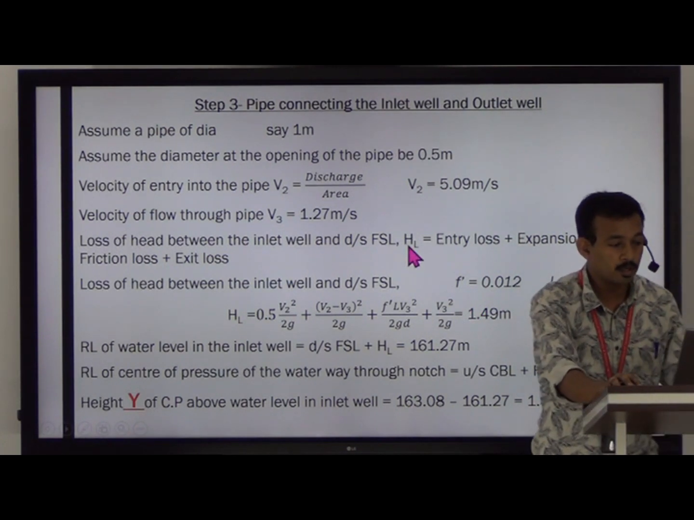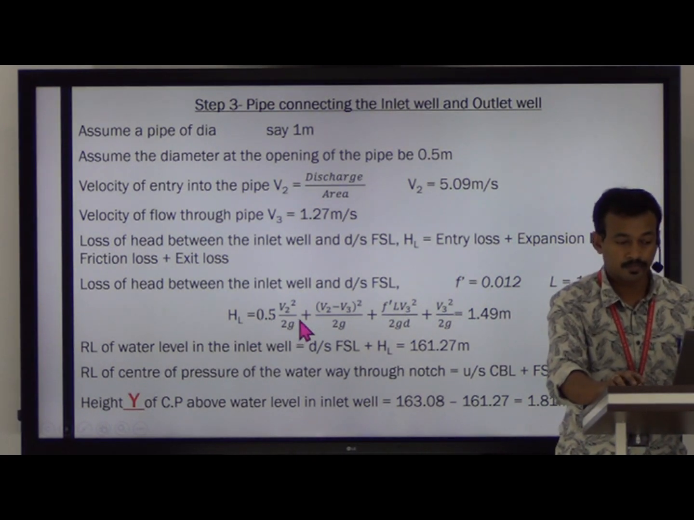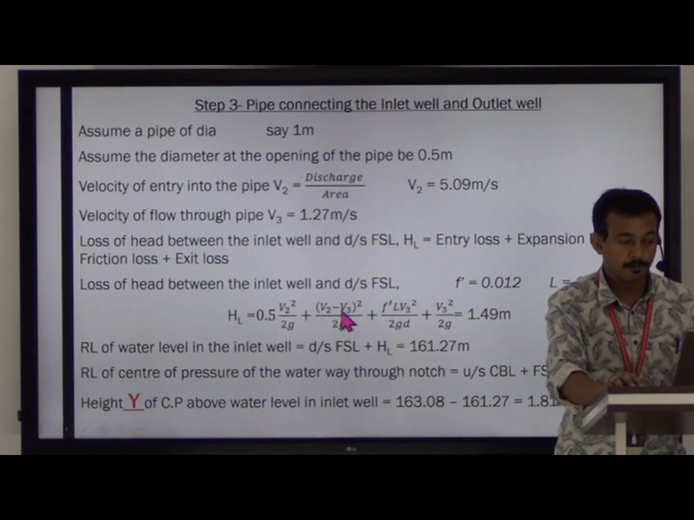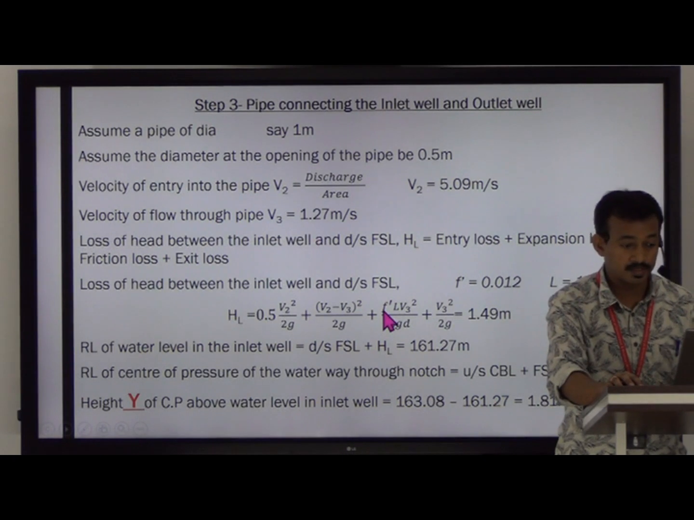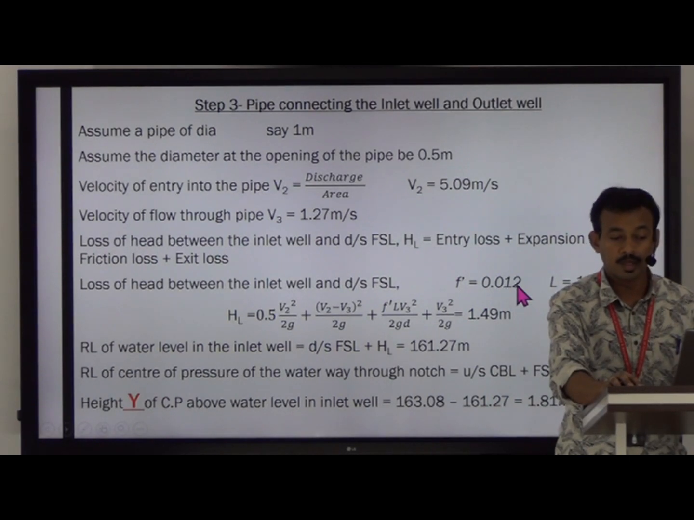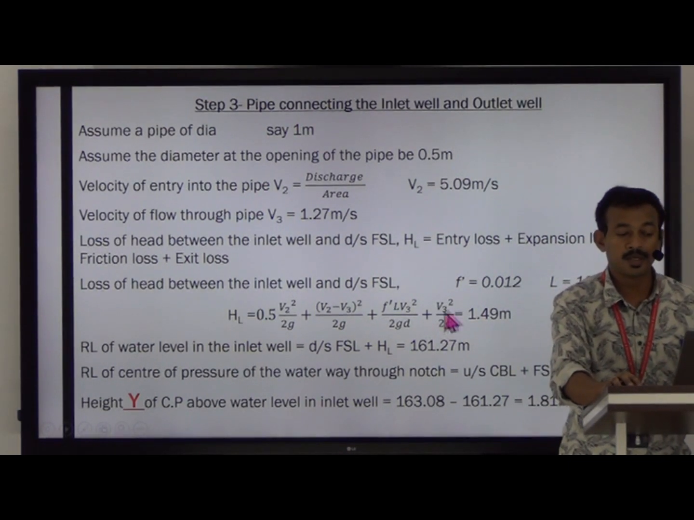So the total head loss can be calculated using the equation. This is the entry loss equation. This is the expansion loss equation. This is the equation for friction loss, and last is the equation for exit loss. So you know the parameters V2 and V3 from previous calculation, and in this calculation f dash is the friction coefficient, f dash you can take as 0.012 and the L value you can take as 12 meter. All other parameters are known to you.